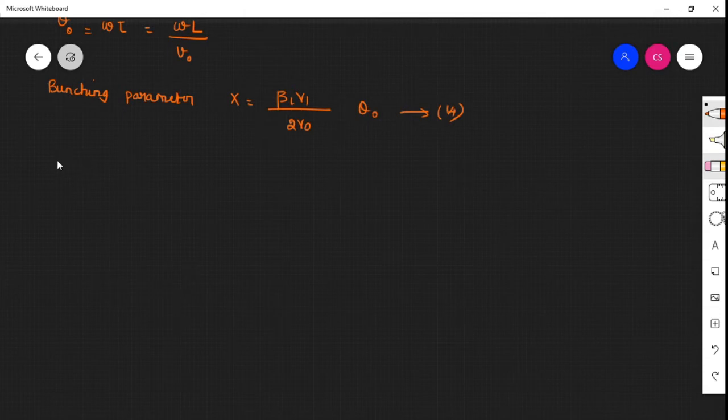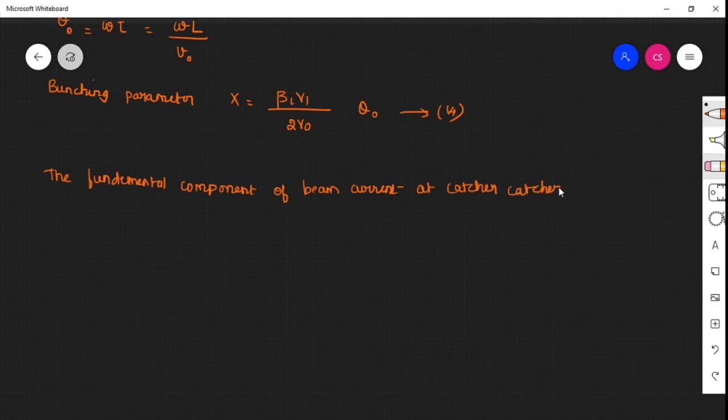Next, the fundamental component of current we have to write. So let the current be I2. If you observe the diagram, the current is mentioned as I2 in the catcher cavity. We have passed the buncher cavity space, we have passed the drift space, and now it is entering the catcher cavity. So the fundamental component of beam current at catcher cavity. Because electrons are nothing but a flow of charges, which is current. So we are finding out the fundamental component of beam current at the catcher cavity.